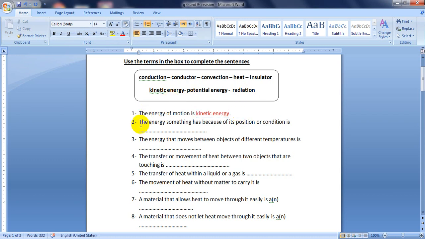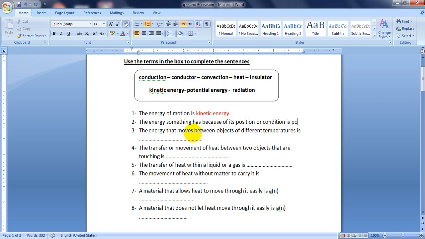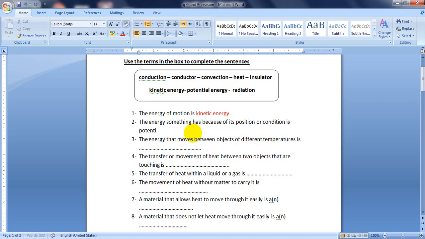Now, number 2, the energy something has because of its position or condition is? It's the opposite of kinetic energy. Here, the object is not moving, it's still in its place. So, which kind of energy is it? It's potential energy. So, number 2 is potential energy.